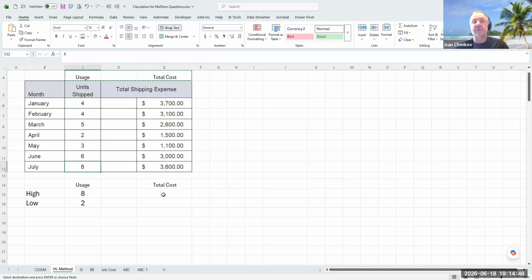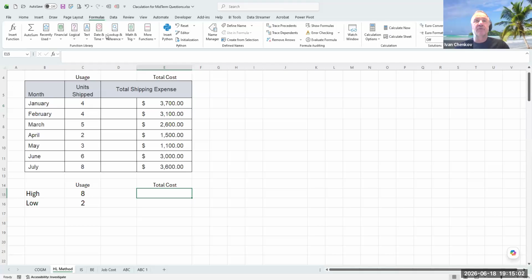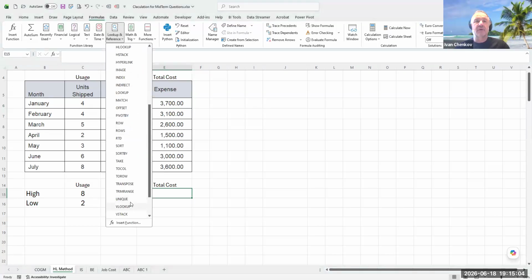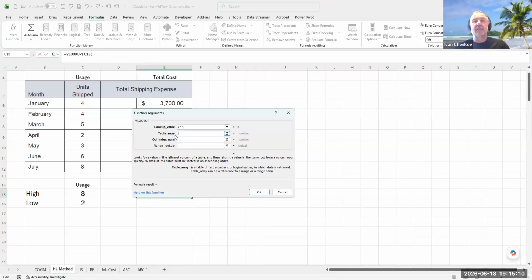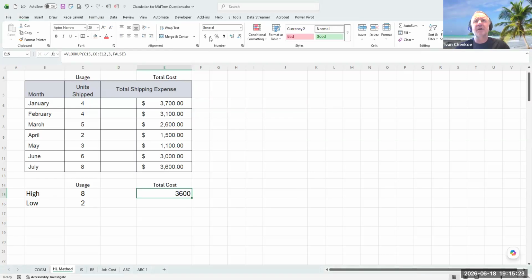You're just getting the cost which is at the highest level. In this case, what you can do is easily use a vertical lookup, which is going to be from the formulas. If you want to go that direction, go to the formulas, go to the vertical lookup and get the value which is associated with number 8 from this table. The column that is related to the cost is column 3, and the rest is false, and you're getting your number, 3,600. You don't have to worry about it. You don't have to think, am I making mistakes, and anything like that.